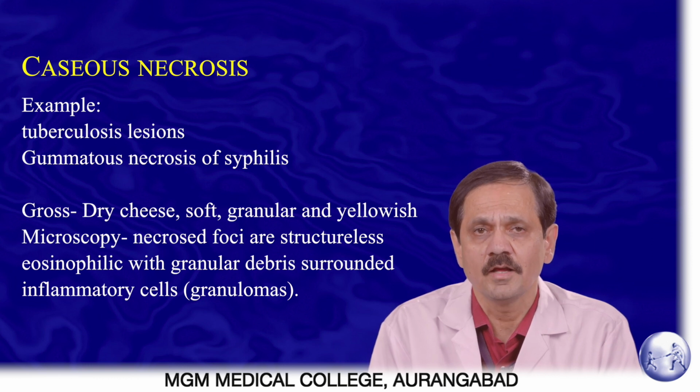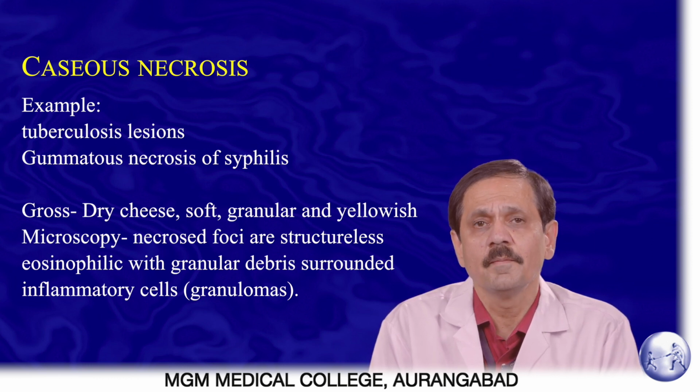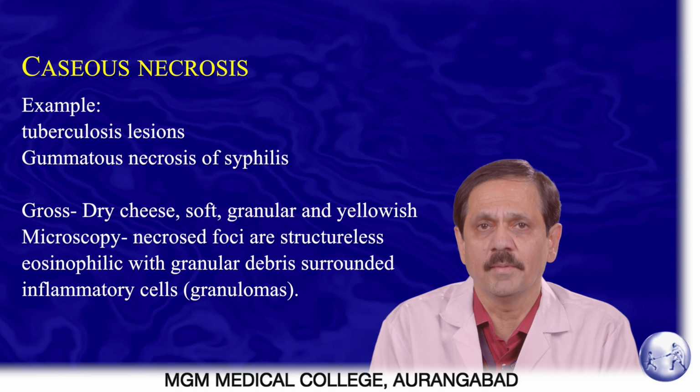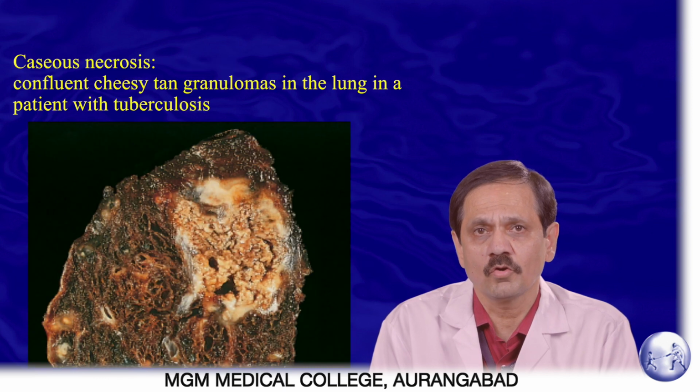Caseation means cheesy. Why is it seen in tuberculosis? Because in the tuberculous bacilli, you will see that there is a high lipid content in the cell membrane. Now this type of necrosis is also seen in syphilis, that is in the gumma. So these are the varieties of caseous necrosis.